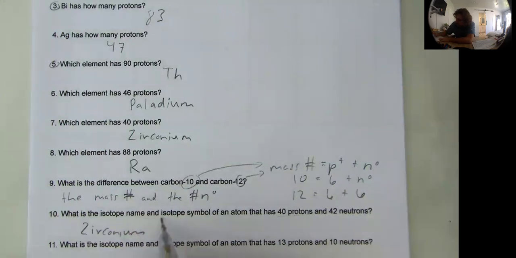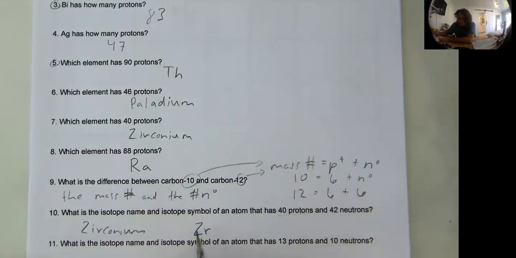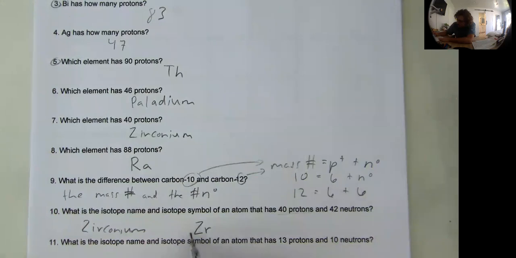Now, what is the isotope symbol? Well, the isotope symbol, as review, has a symbol in the middle, and then it has all of the numbers on the outside. And in the last video that I gave to you on atomic structure, we know that in the bottom left-hand corner, we need to put the number of protons. And in the top left-hand corner, we need to put the mass number.